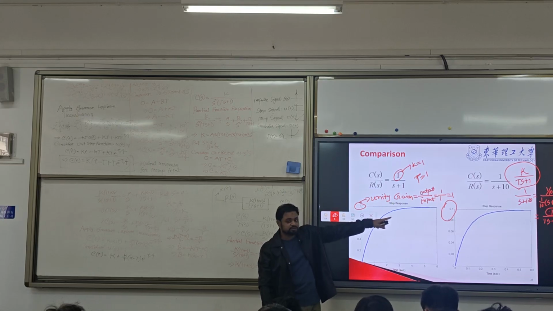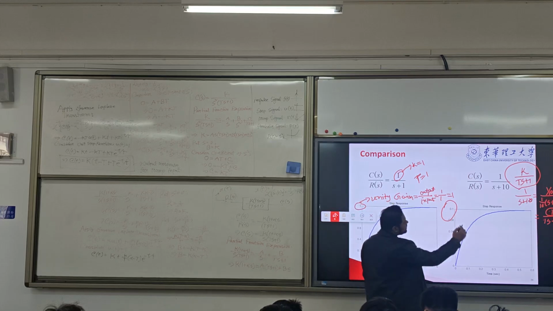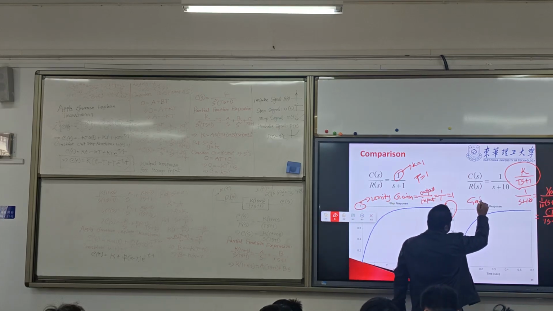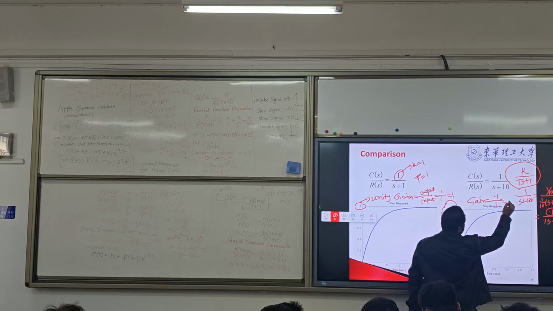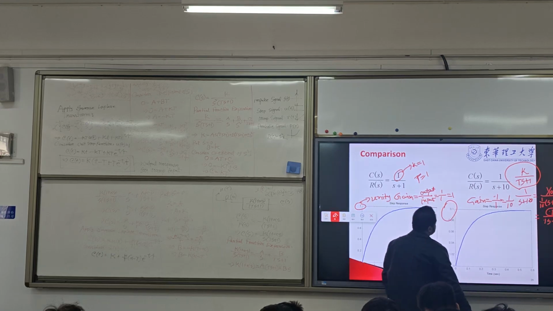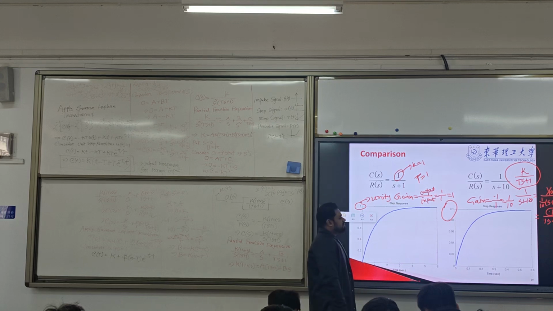But here it is not unity gain, because the output is 0.1 and the input is 1. That is not unity gain. So here the gain is equal to 0.1 by 1, which is 1 by 10. So that's how the step response will be.